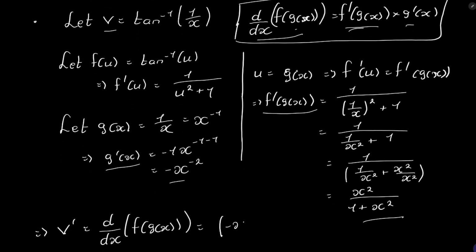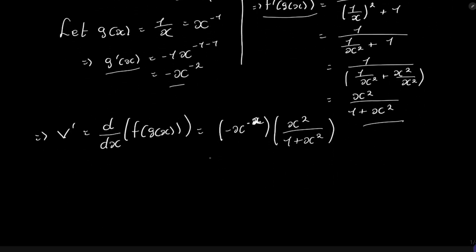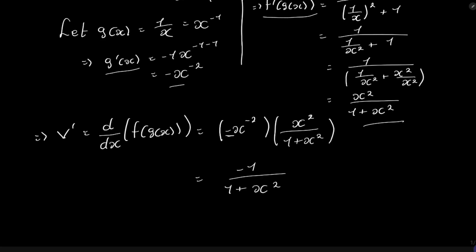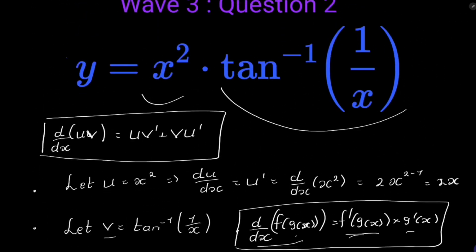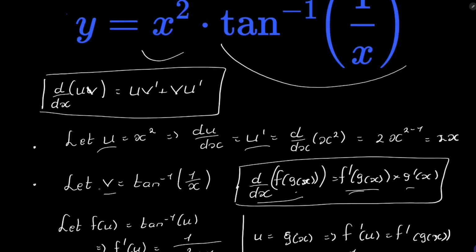So it gives us, let's start with g prime of x, negative x to the negative 2 into x squared on 1 plus x squared, which gives us negative 1 on 1 plus x squared, as x to the negative 2 cancels with x to the 2. And these two terms cancel each other out, leaving us with negative 1 all over 1 plus x squared. So we now have our v prime, we have our u prime, we have our u, we have our v.